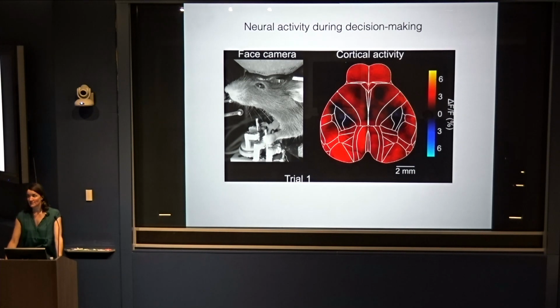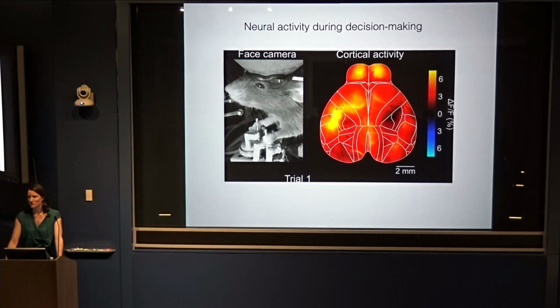So this is the same kind of movie that I showed you before, where the color on the brain indicates the amount of neural activity. But on the left now, there's a video that was recorded at the same time as we measured the neural activity. So you can see the animal's behavior and also the neural activity at the same time.